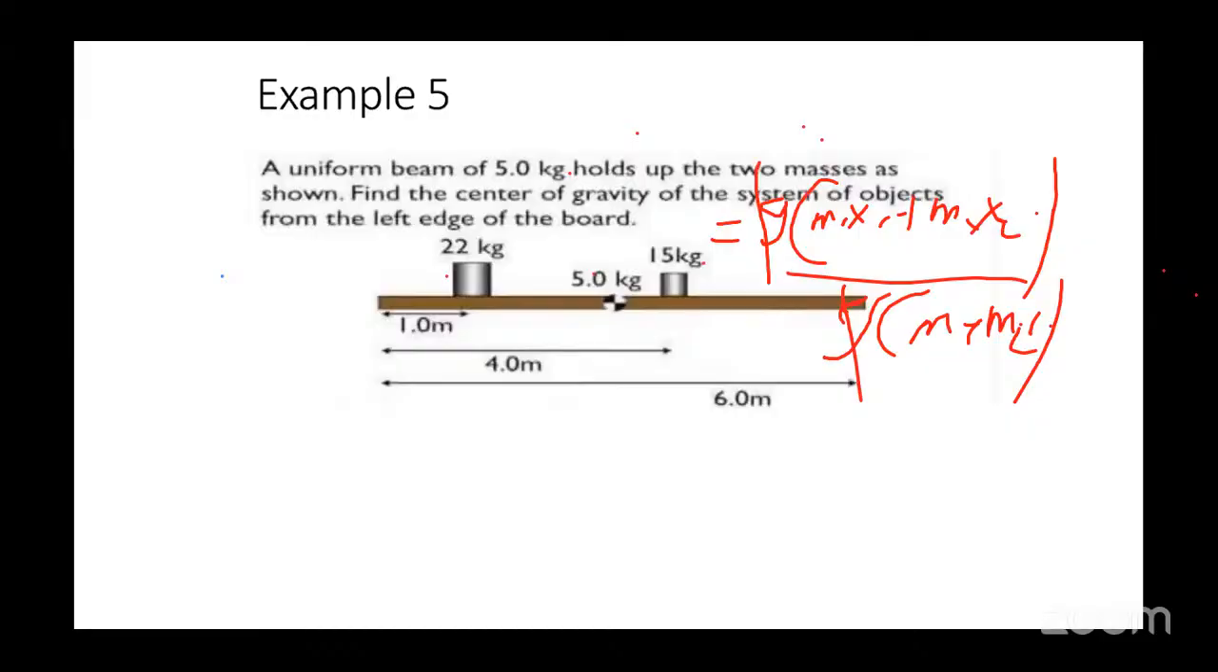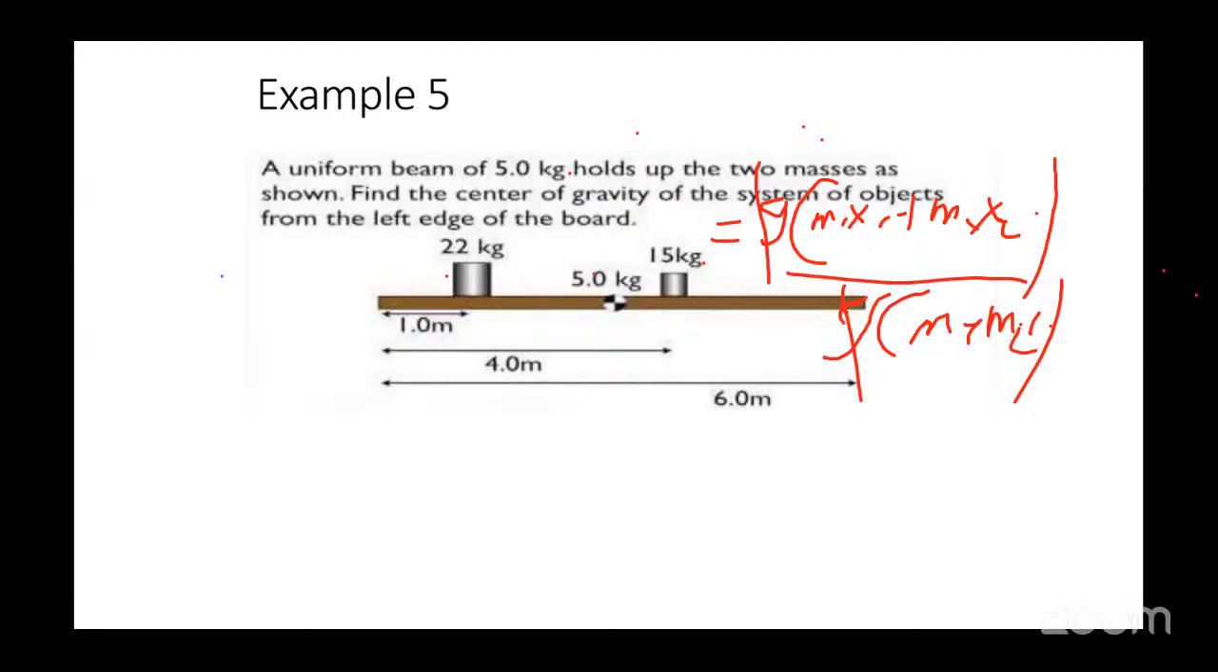For instance, look at this question. The question says a uniform beam. A uniform beam of 5.0 kg holds up the two masses as shown. Find the center of gravity of the system of objects from the left edge of the board. So we are asked to find the center of gravity.